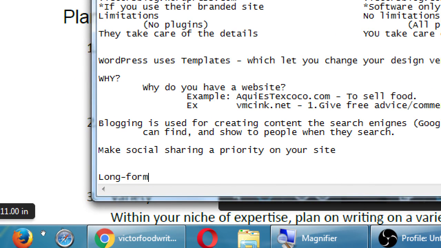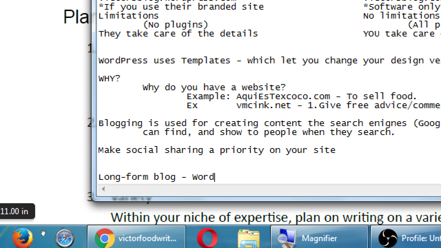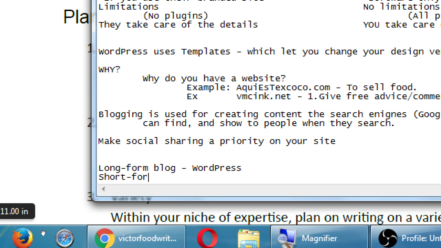Long-form blog, WordPress. Short-form blog, social media. Oftentimes, the short-form is a link back to your long-form. You're going to write 500 words or whatever on your WordPress, but you're not going to fit all those 500 words in a tweet, and you're not going to put all those 500 words on Facebook. No one's going to read it.